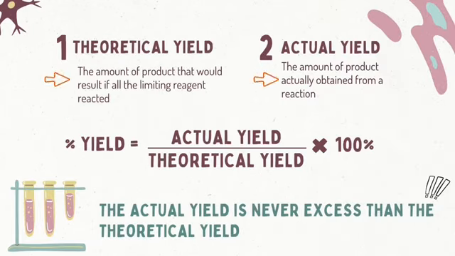For this topic, there are two subtopics, which are theoretical yield and actual yield. The meaning of theoretical yield is the amount of product that would result if all the limiting reagent reacts. The actual yield is the amount of product actually obtained from a reaction. How can we calculate the percent yield? With this formula: actual yield divided by theoretical yield times 100%. The actual yield is never more than the theoretical yield.